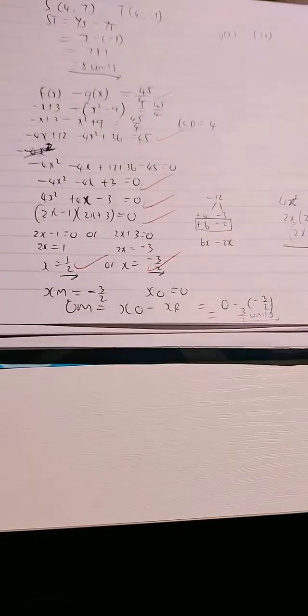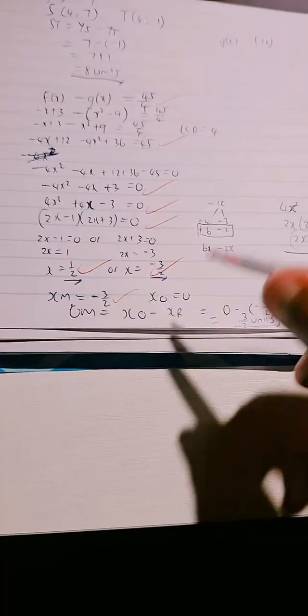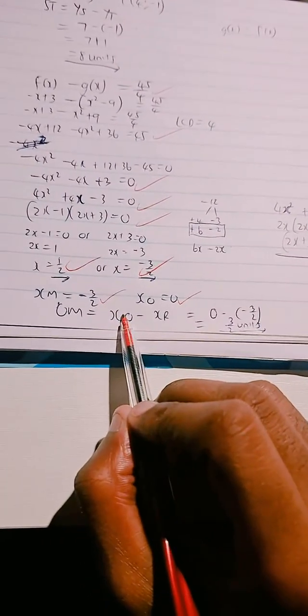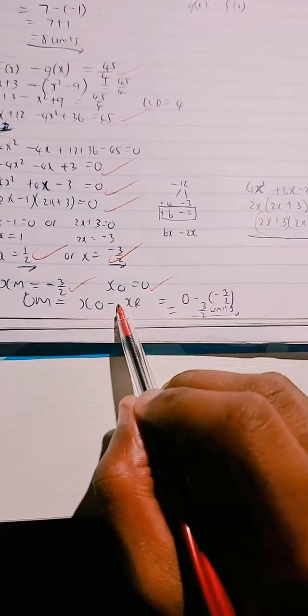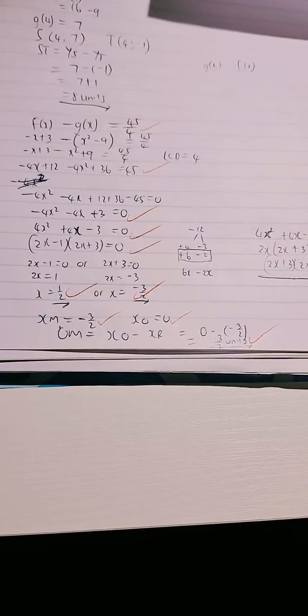Distance of OM. X coordinate of M is negative 3 over 2. X coordinate of O is 0. So we say x coordinate of O, which is 0, minus the x coordinate of M, which is minus 3 over 2, which is 3 over 2 units.